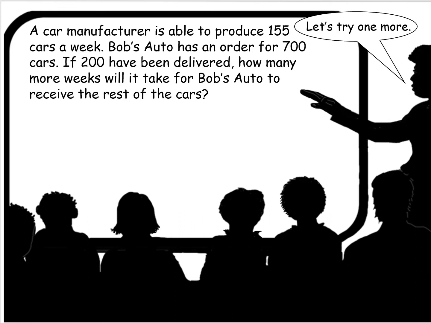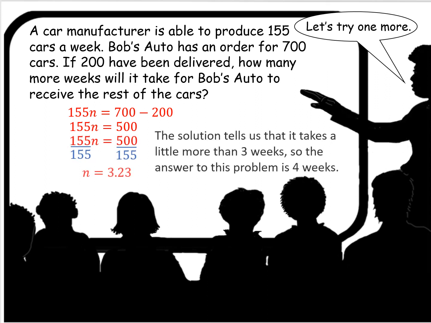Alright, let's try another one. A car manufacturer is able to produce 155 cars a week. Bob's Auto has an order for 700 cars. If 200 have been delivered, how many more weeks will it take for Bob's Auto to receive the rest of the cars? Well, you notice in our equation, we have the 700 minus 200. 200 have already been delivered.